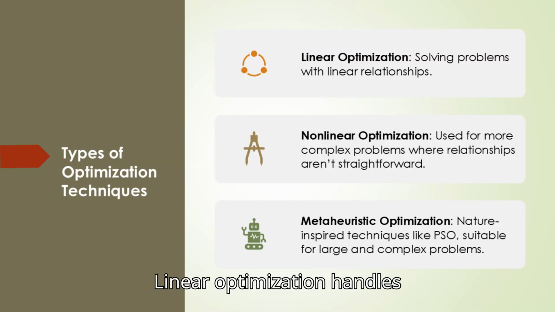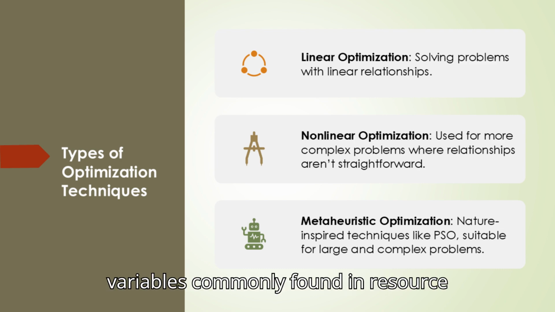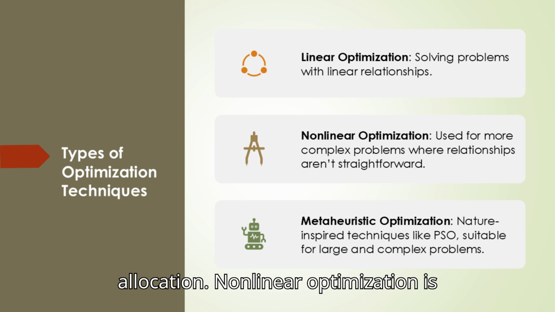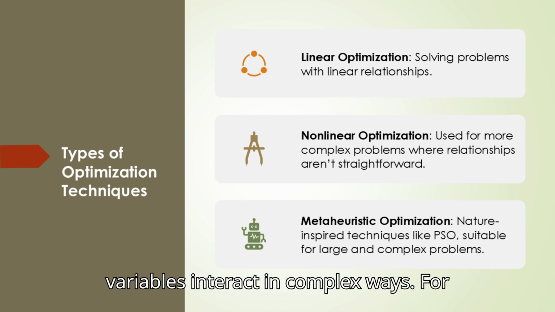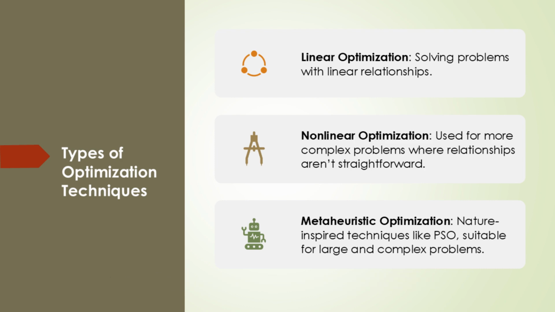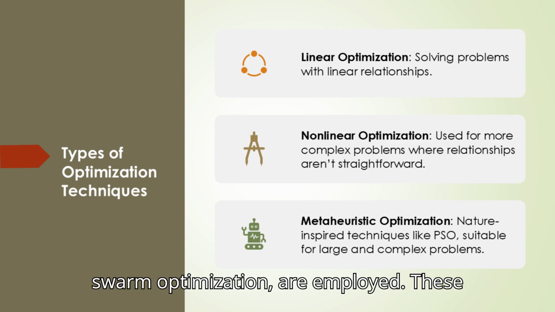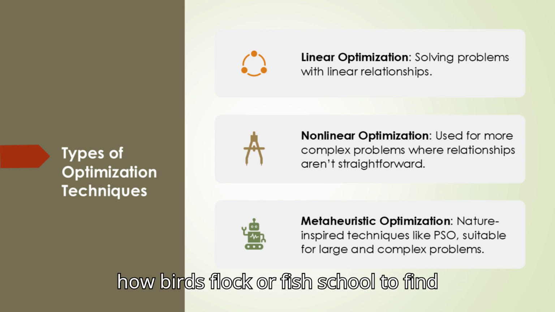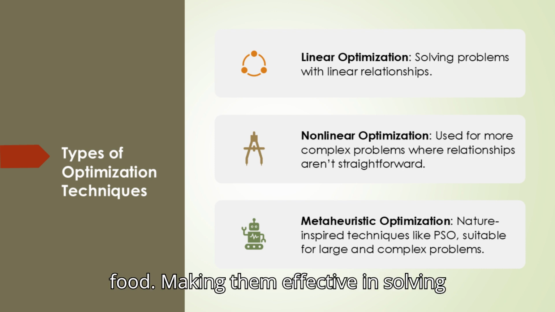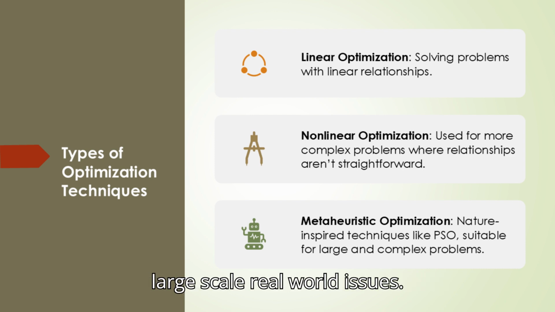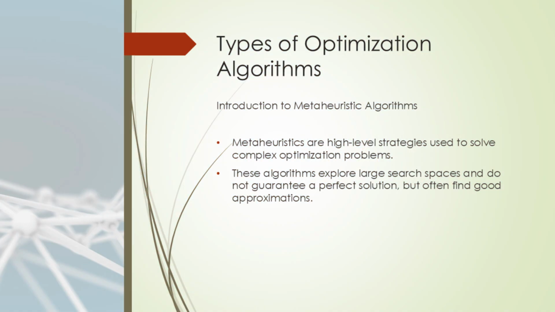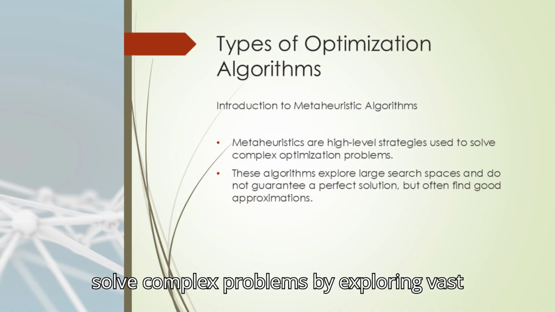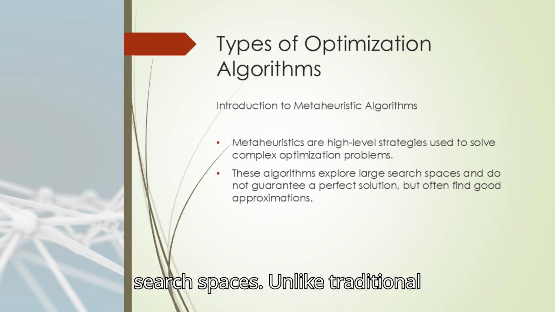Linear optimization handles straightforward relationships between variables commonly found in resource allocation. Nonlinear optimization is used for more intricate systems where variables interact in complex ways. For larger, more complicated problems, metaheuristic techniques like particle swarm optimization are employed. These methods mimic natural behaviors, such as how birds flock or fish school to find food, making them effective in solving large-scale, real-world issues.